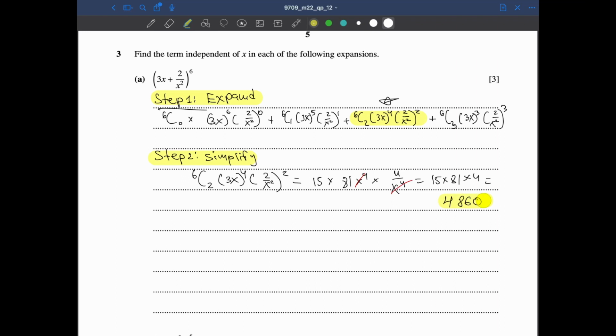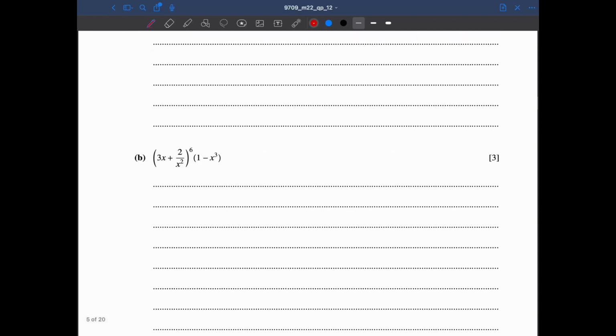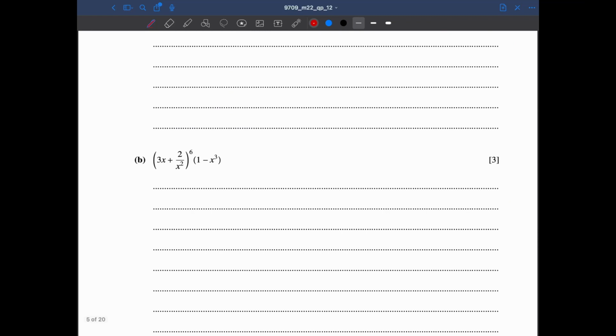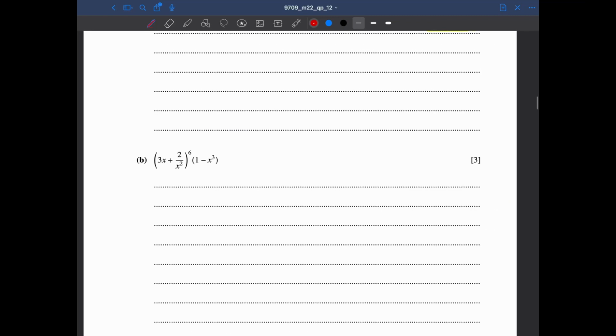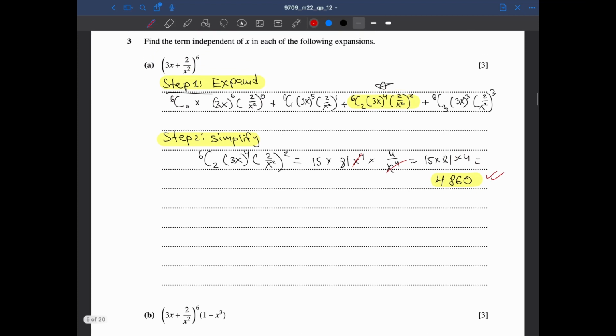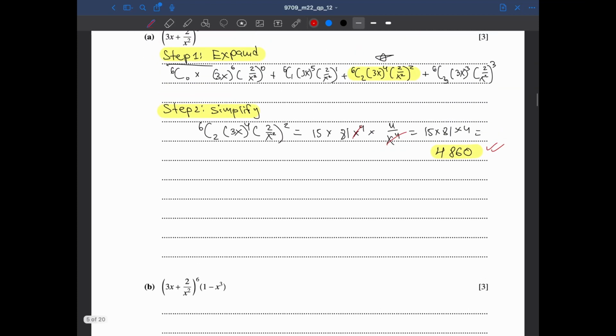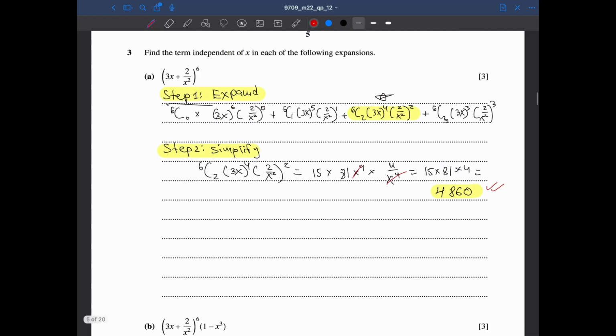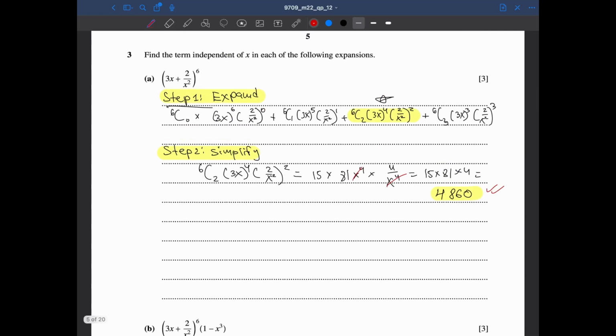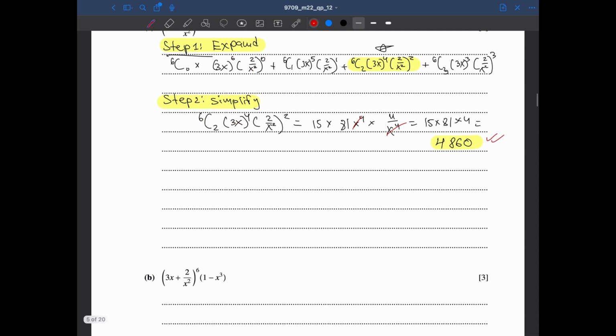And let me check the marking scheme. All right, that's indeed the correct answer. So we solved this part correctly. Now we can move on. The B part is saying we are taking the original expansion and multiplying that by 1 minus x to the power 3. What we need to do is find the term independent of x. All right, how do we do this?